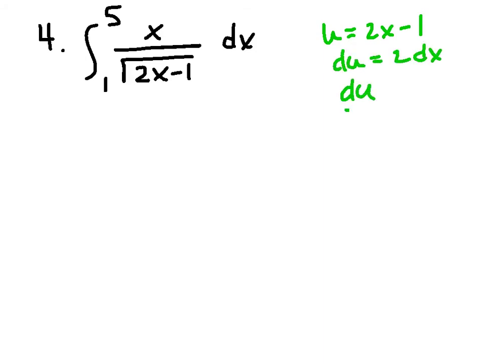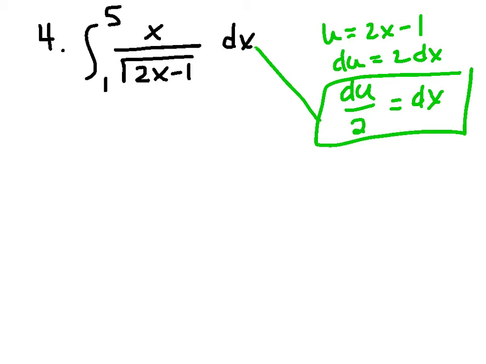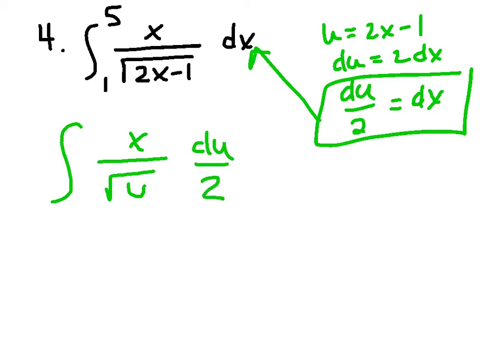I get du over 2 equals dx. And again, that took care of my u. Now I'm going to do my substitution part. I'm going to put that in place of my dx. So again, I'm going to leave my bounds off for the time being. x over, this becomes the square root of u, got my du over 2.